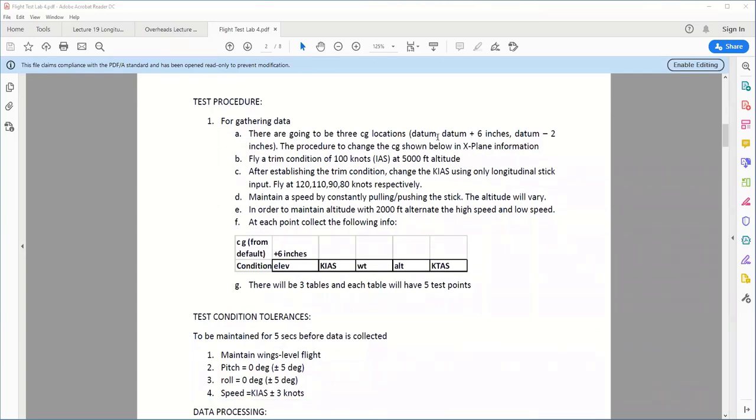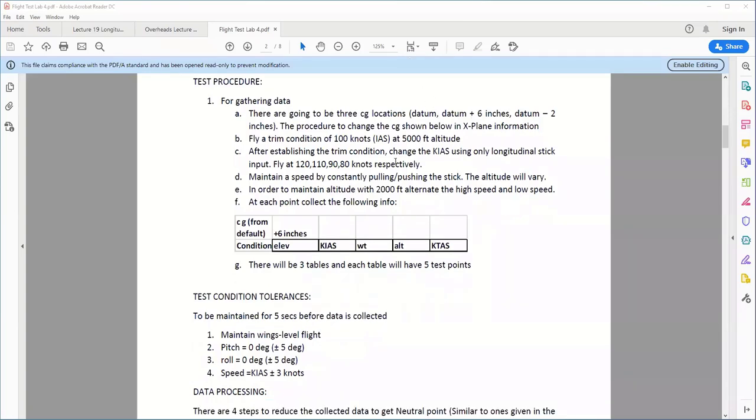The procedure to change the CG is shown below. I'll show you how to do that. So we have to fly a trim condition of 100 knots at 5,000 feet altitude. And after establishing the trim condition, you change the indicated airspeed using only the longitudinal stick input. That means once you have stabilized and everything is good to go, leave the power where it is, and then try to change the indicated airspeed just using your elevator input. You cannot do anything else.